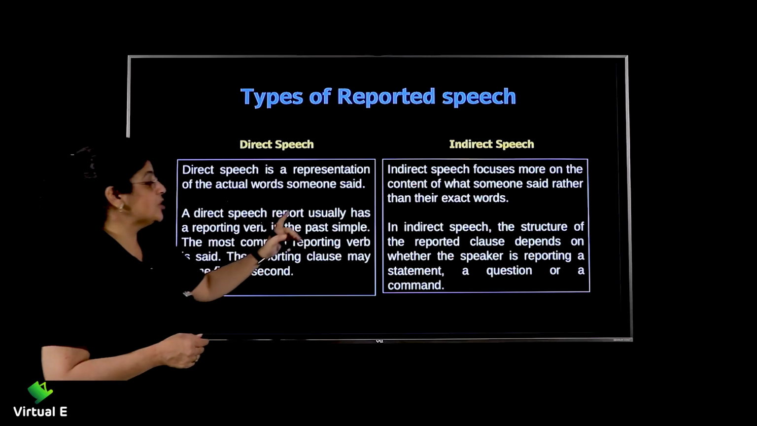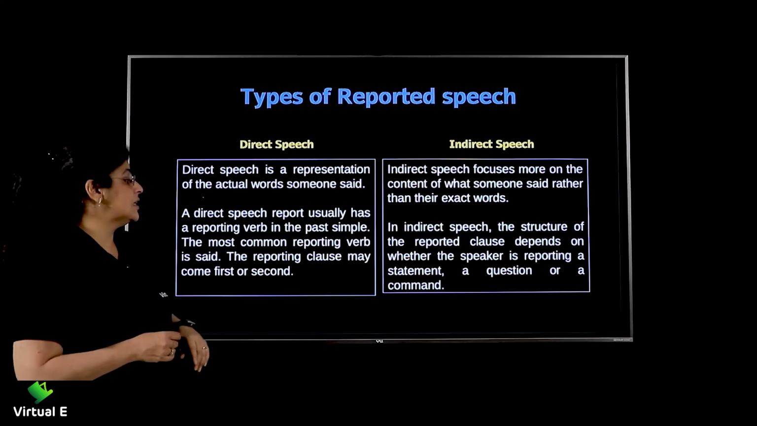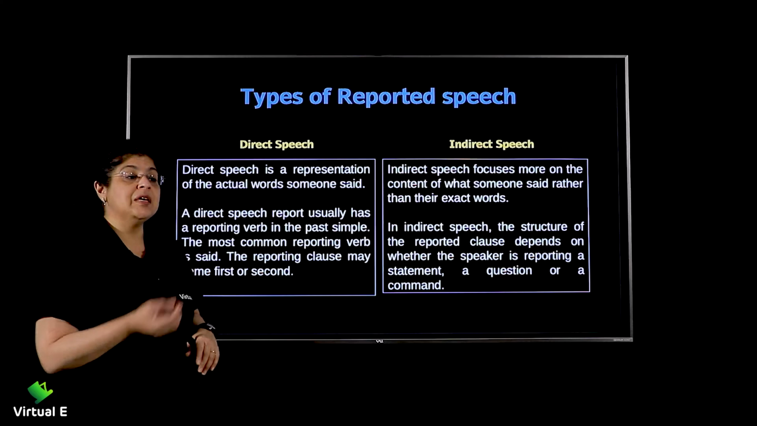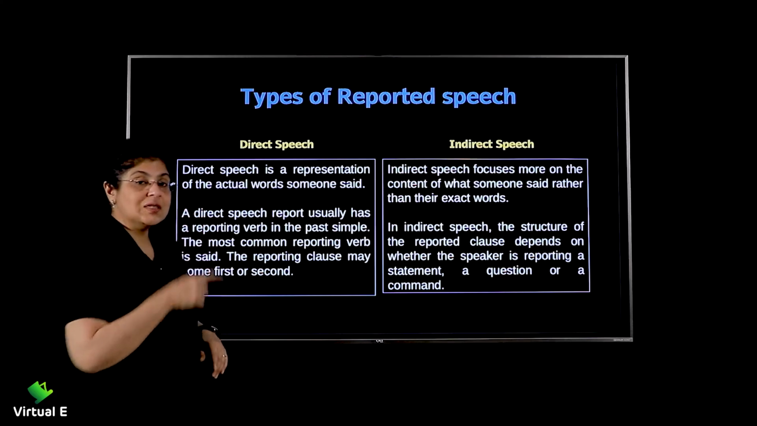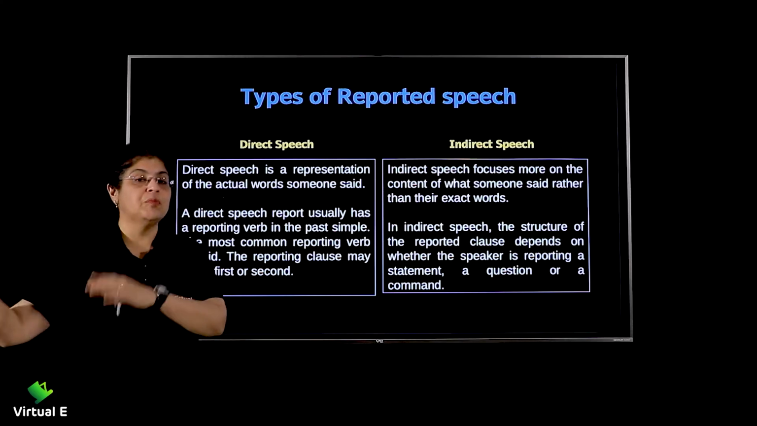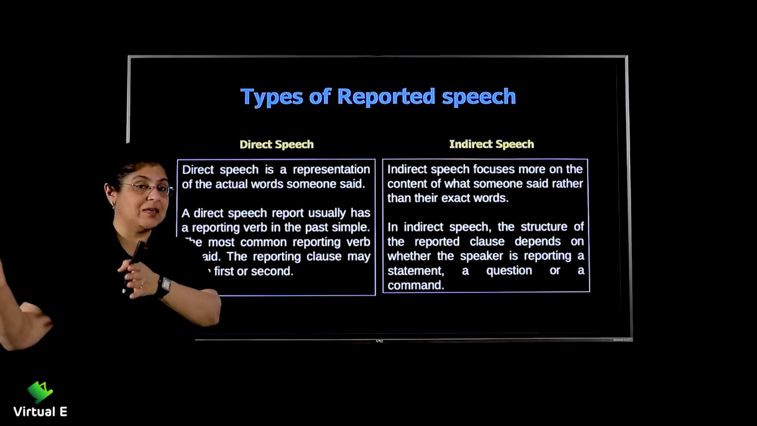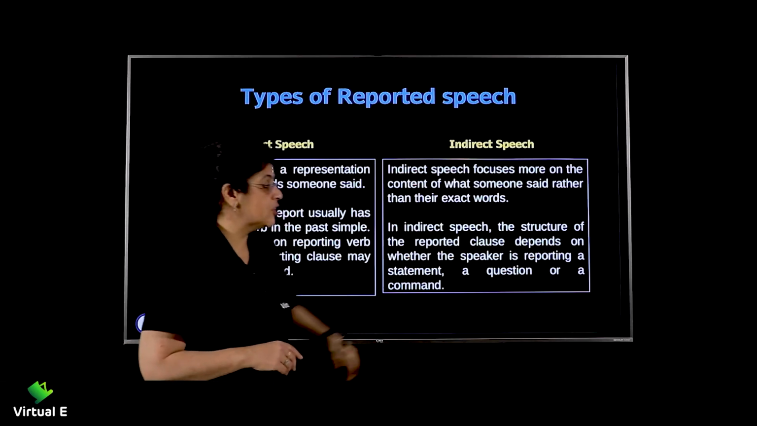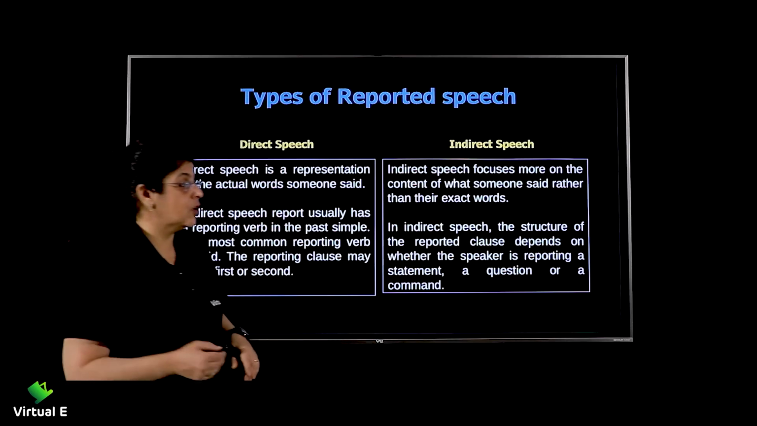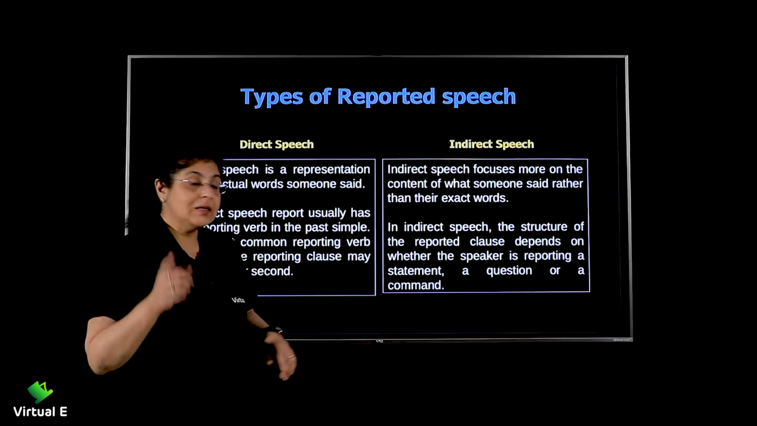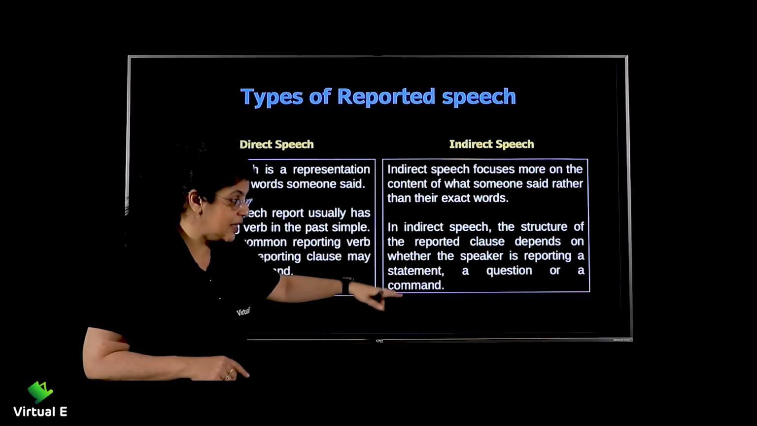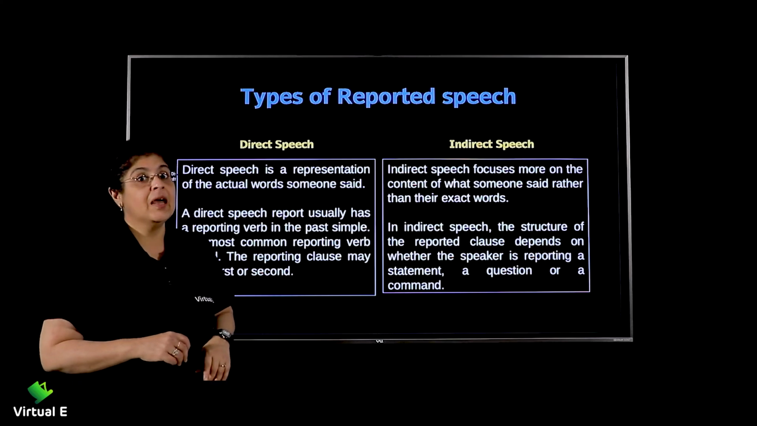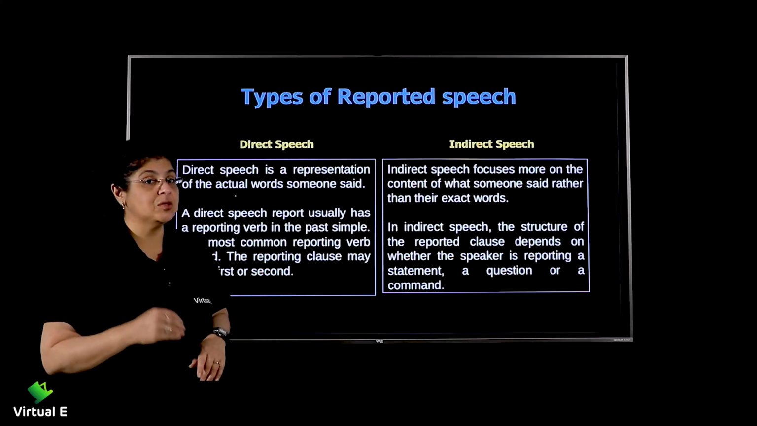A direct speech report usually has a reporting verb in the past simple. A reporting verb means, the teacher said. So, said is your reporting verb. Open your books is what she speaks, but said is the reporting verb. In indirect speech, the structure of the reported clause depends on whether the speaker is reporting a statement, a question, or a command. Now, this is something which we need to take care of.